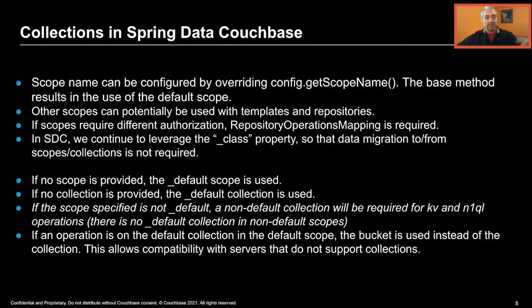So again, a little recap of what I mentioned before is that if no scope is provided, the default scope is used. If no collection is provided, the default collection is used. If the scope specified is not the default, a non-default collection will be required for KV and N1QL operations. So there's no default collection in a non-default scope. And if an operation is on the default collection, in the default scope, the bucket is used instead of the collection. This allows compatibility with servers that don't support collections.